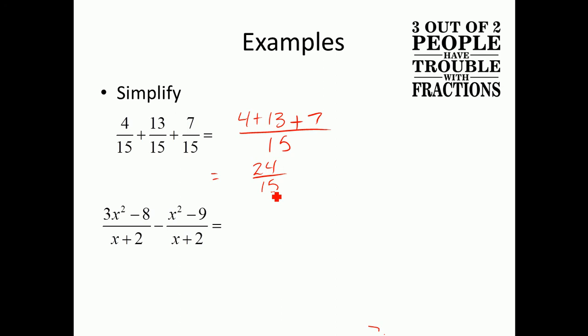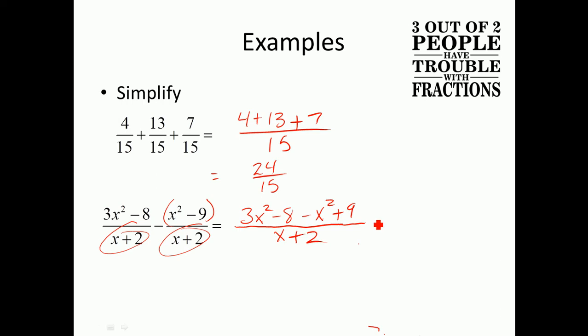Let's try another one. Let's make it a little bit more algebraic-y. When we're combining these two, notice that the denominators are the same. So since the denominators are the same, we can subtract here. But in this case, I'd like you to not skip this step. So we're going to subtract it straight across. Now remember, there's parentheses around here, so this subtraction sign has to go to both terms. So you have 3x squared minus 8 minus x squared plus 9, and this is going to be over x plus 2 because you keep the denominator the same, right?